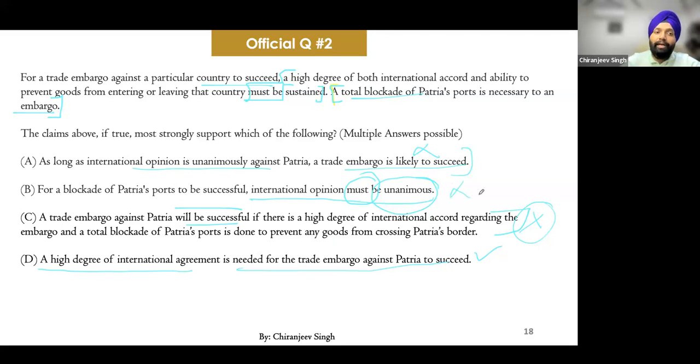Any other reason why option B is wrong? Anybody else know any other reason why option B is wrong?